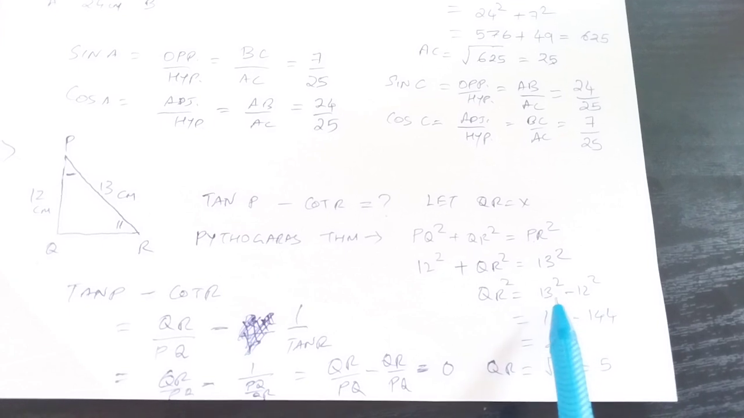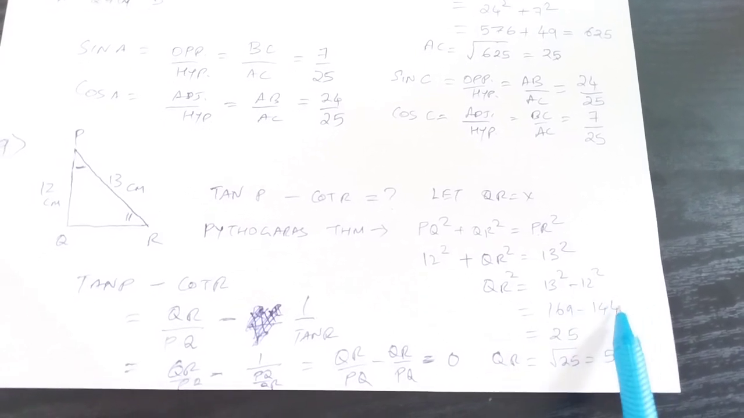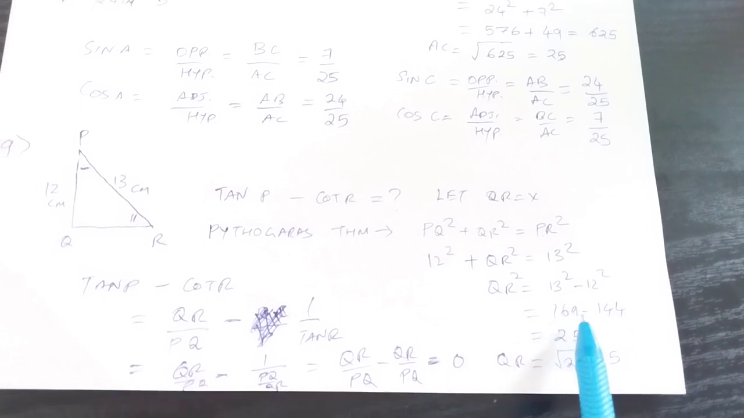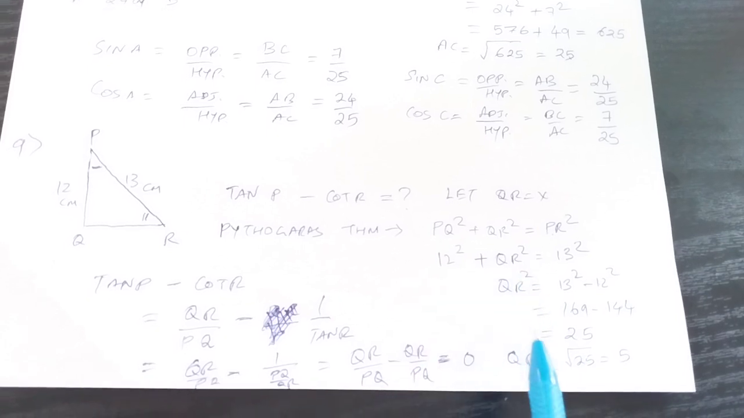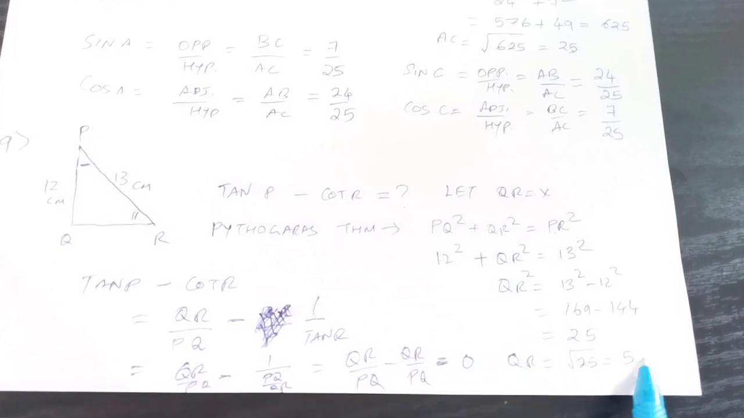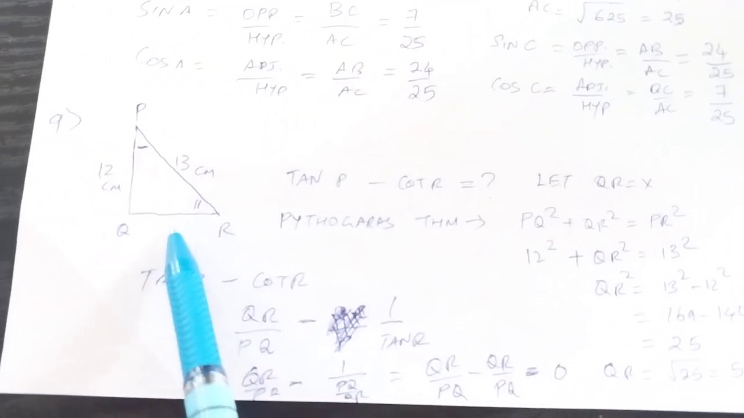13 squared is 13 into 13. In the calculator, you will get 169. 12 squared similarly is 144. When you subtract 169 minus 144, you will get 25. Therefore, QR is equal to square root of 25, which is 5. Okay, so this QR here is 5 centimeter.